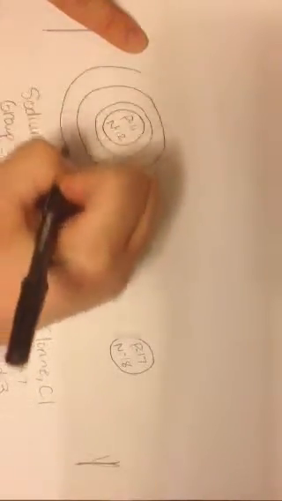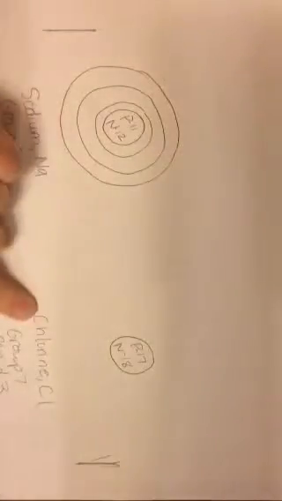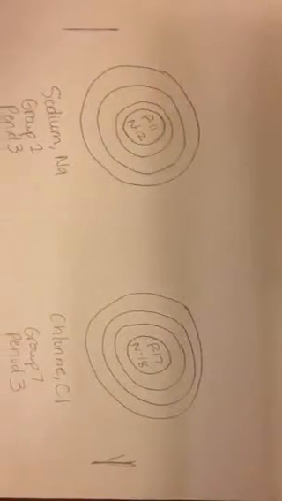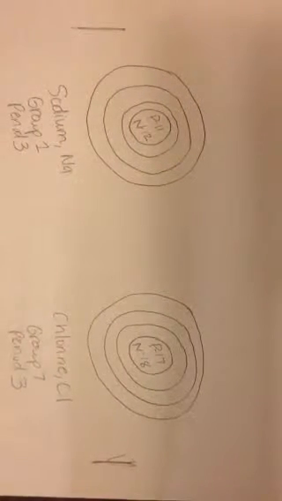1, 2, 3. And chlorine is also in period 3. So 1, 2, 3. Let me move my camera down just a little there. Okay, now you can see that better.